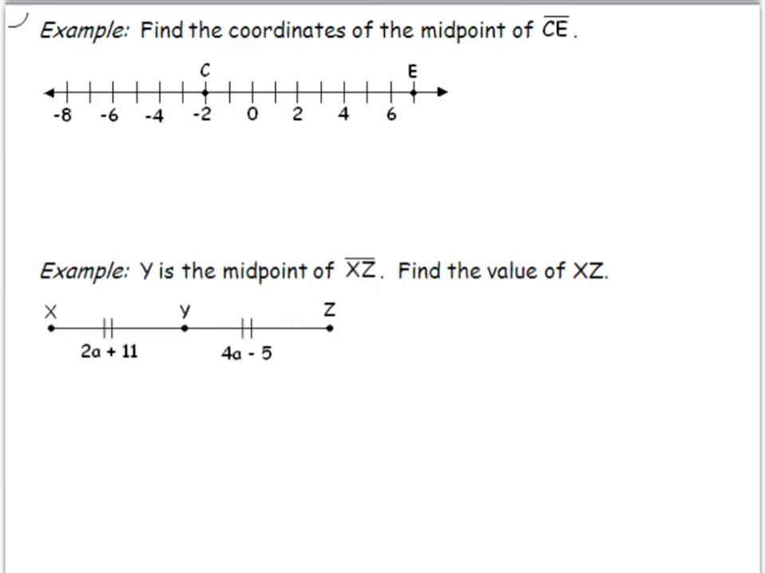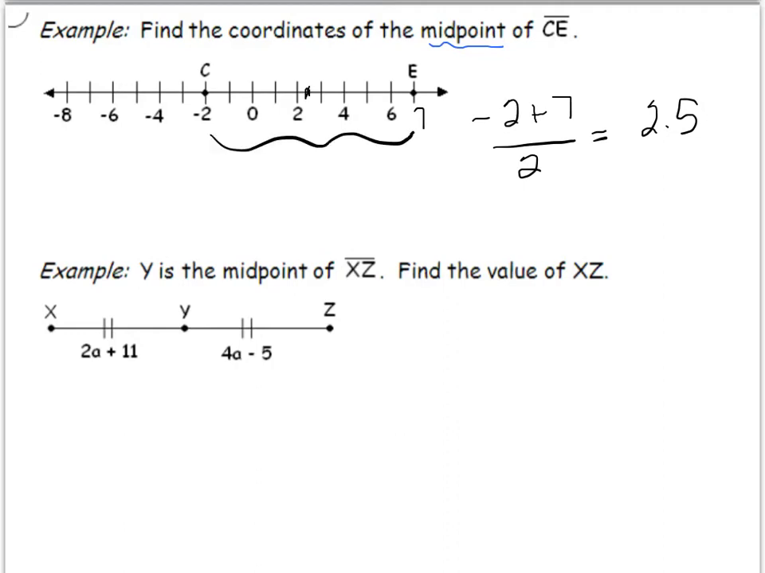Okay, so for the first example, it says find the coordinate of the midpoint of CE. So now we have to figure out what C is. Well, in this case, we notice that C is -2. And what E is, well, E falls here. Hopefully you'll notice on your number line that that is 7. So if I want to find the midpoint, I'm going to add the 2 together and divide by 2. So we have -2 plus 7, divide that by 2, and you should get 2.5. You'll notice 2.5 is located about here, smack dab in the middle of CE.